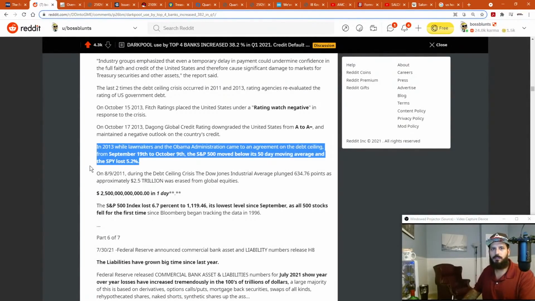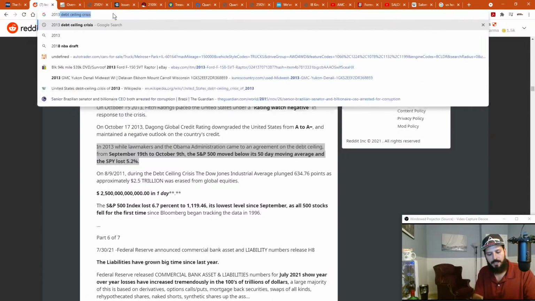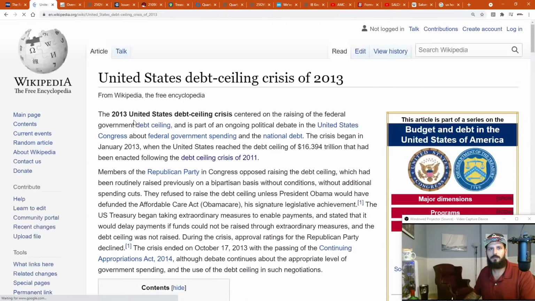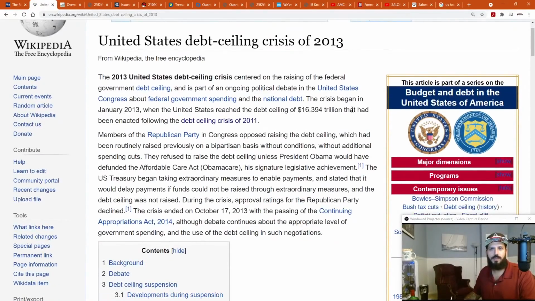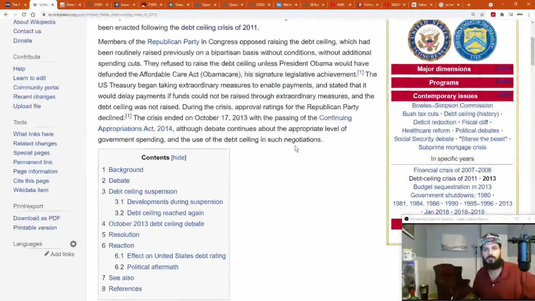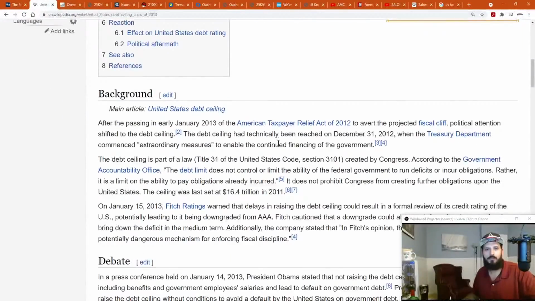This is how long it took the Obama administration and lawmakers to come to an agreement, guys, from September 19th to October 9th. All right, and the effects on the stock market were ridiculous. The United States reached the debt ceiling of $16.39 trillion that had been enacted following the debt ceiling crisis of 2011, which was also a market crash event in which global equities lost $2.5 trillion in one fucking day.